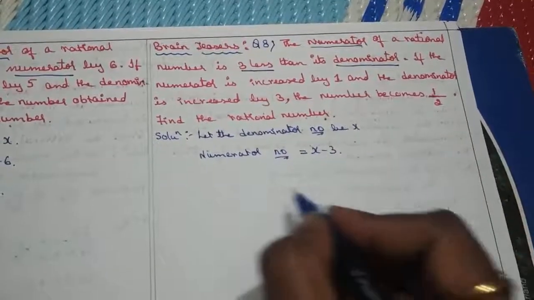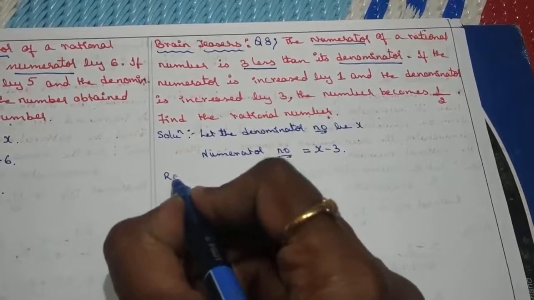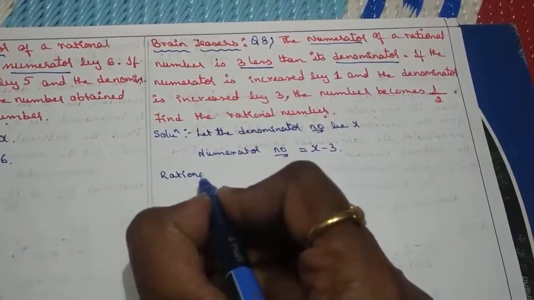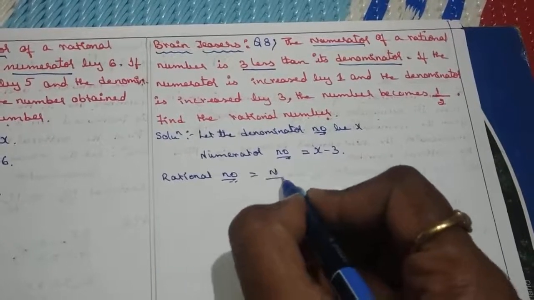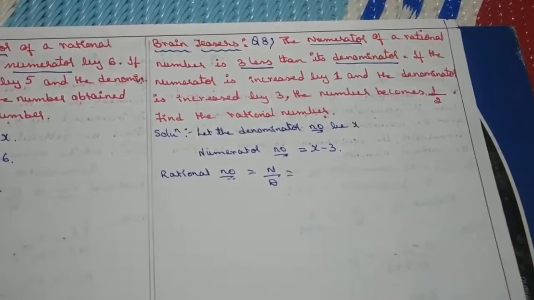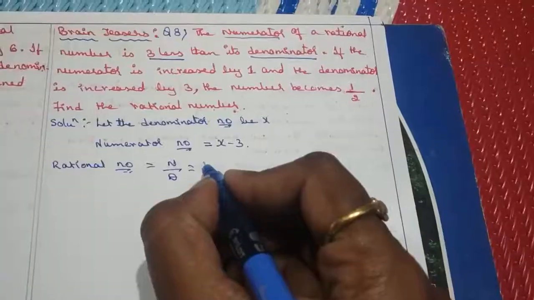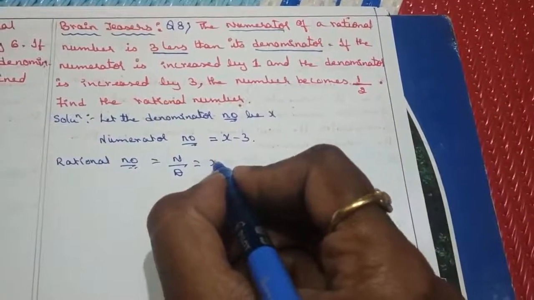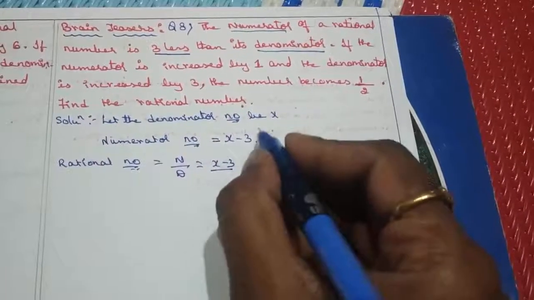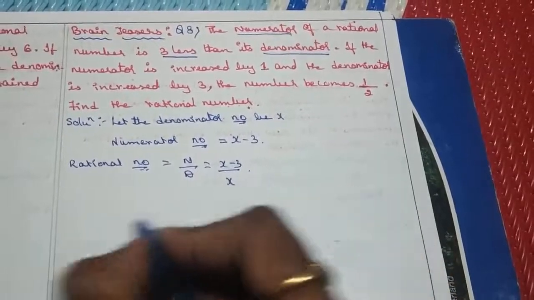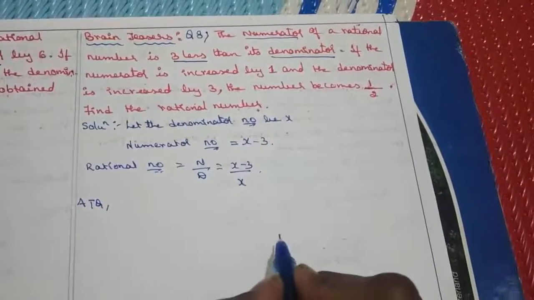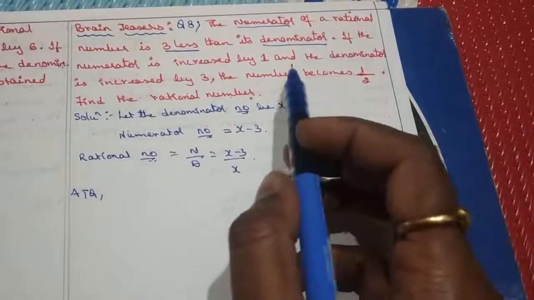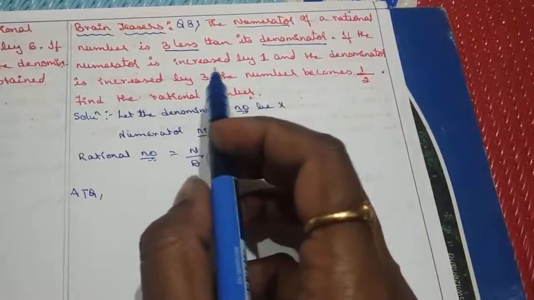So we got the numerator and denominator. Therefore the rational number becomes numerator by denominator. Then the numerator is x minus 3 and the denominator is x. Now according to the question, what the comparison is further, that is if the numerator is increased by 1.